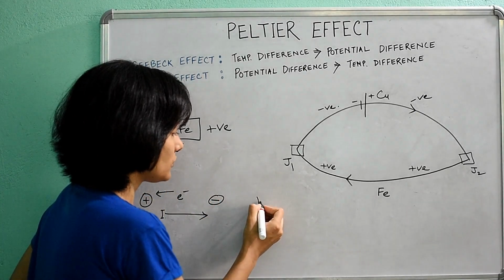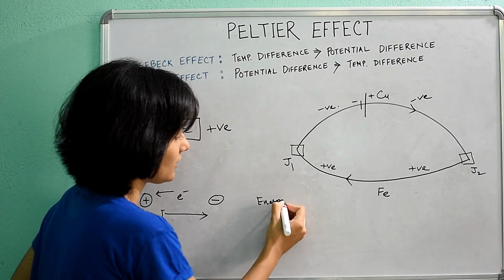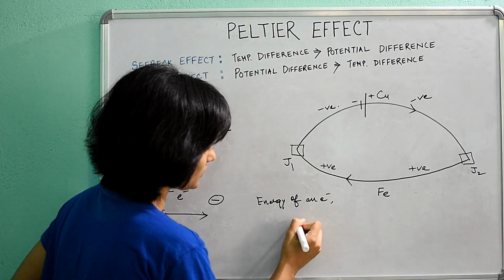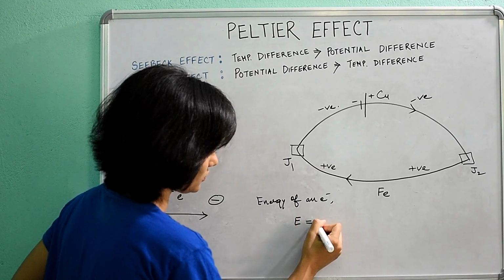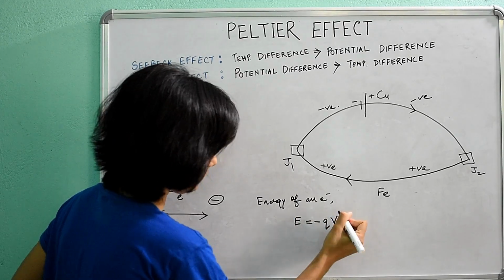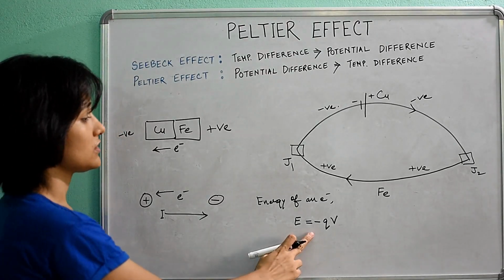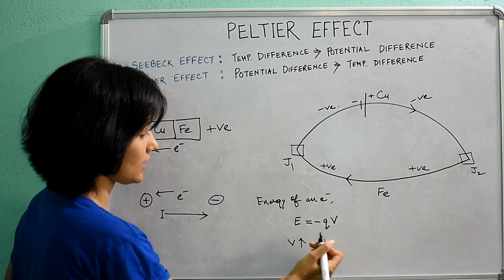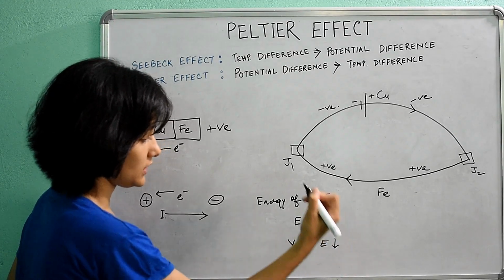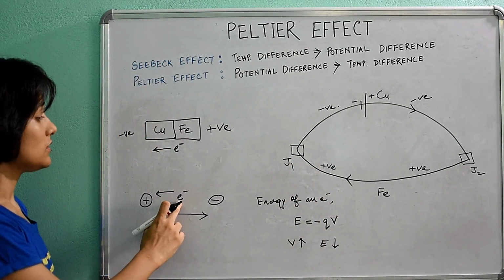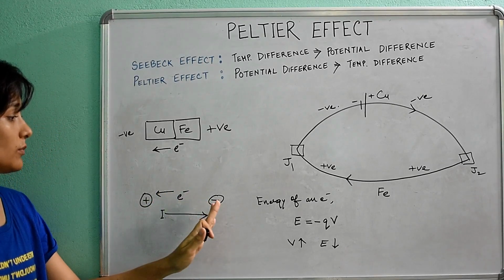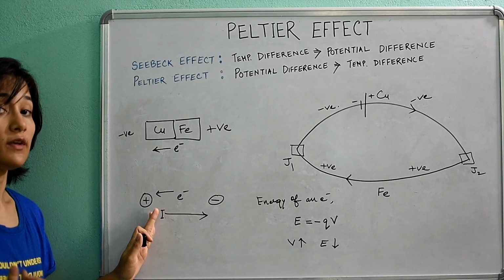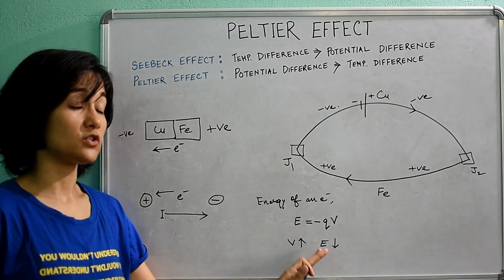And we also know that the energy of an electron is given by E equals minus QV. From this equation it is obvious that when potential increases, energy decreases. So when the electrons travel from a lower to a higher potential, the potential is increasing, and so the energy has to decrease.